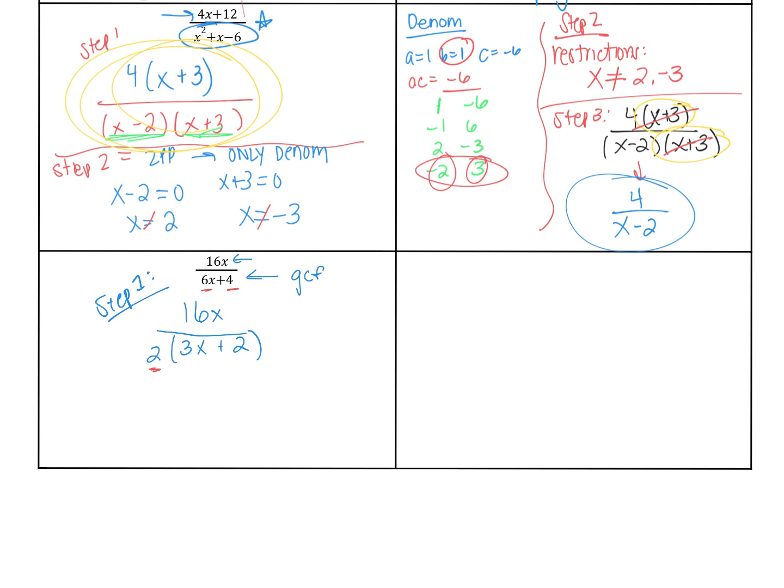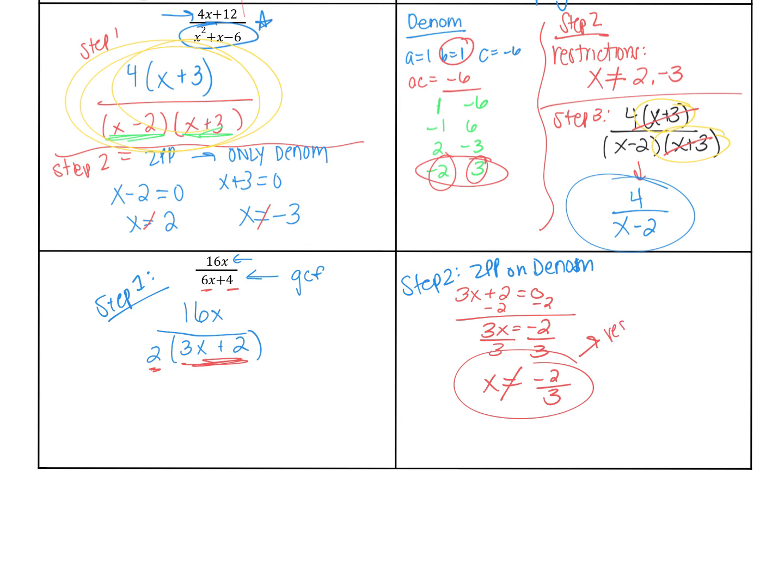Step 2 now is to find my restrictions. So I need to use the zero product property on my denom. Here, all I need to do is set whatever's in this parenthesis equal to 0. That's the only parenthesis we have, so we don't need to use it twice. So I'm going to set 3x plus 2 equal to 0. I'm going to subtract my 2. So now I have 3x equals negative 2. Then to get x by itself, I need to divide by 3. So in this case, x cannot equal negative 2 over 3. So that's my restriction.